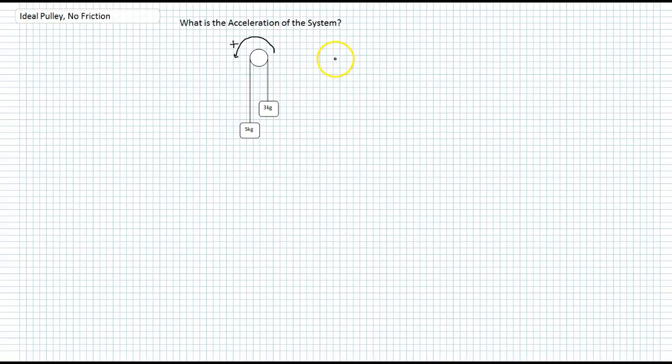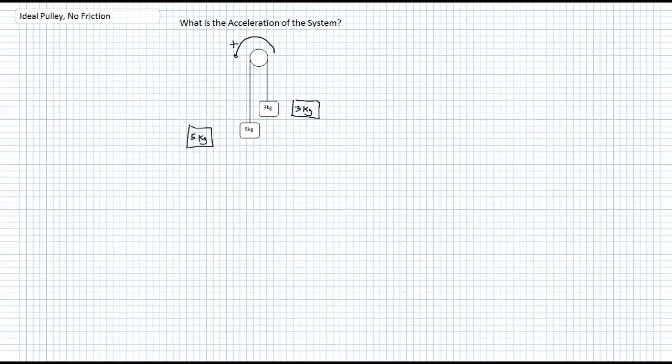This is very important to do because most of the mistakes that are made on problems like this and more complicated ones are just forgetting which direction is positive and negative. And that's an avoidable mistake. There's really no excuse for that, to be honest. So I've got two objects in my system. We're assuming the rope is massless.